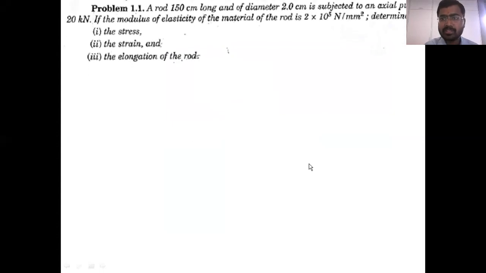Now if you see the first problem, what is he telling here? Let us read the problem. A rod 150 centimeter long and of diameter 2 centimeter is subjected to an axial pull of 20 kilonewton. If the modulus of elasticity of the material of the rod is 2 into 10 to the power 5 Newton per mm square, determine first the stress, second the strain, and third the elongation of the rod.